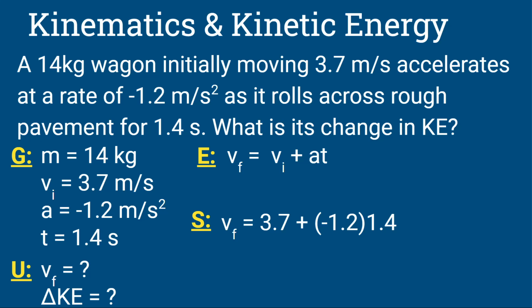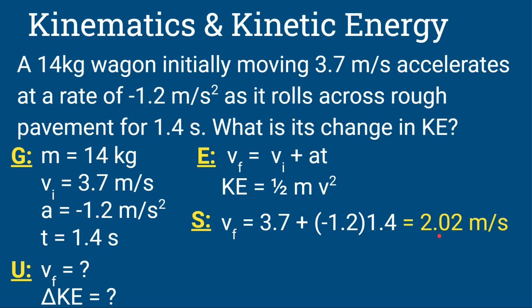Guys, don't forget the negative sign on your acceleration. You will get the wrong answer if you forget the negative sign. So when we multiply negative 1.2 times 1.4 and we add it to 3.7, we get a final velocity of 2.02 meters per second. So we have our final velocity, which means we can find our change in KE because we can find our kinetic energies. We're going to have an initial kinetic energy because it was initially moving 3.7. Now it's only moving 2.02, so it did lose some of it.